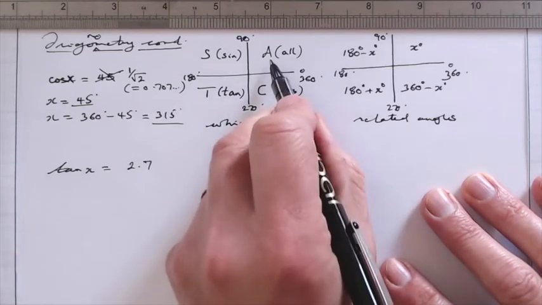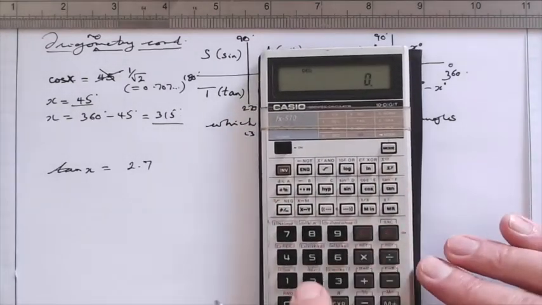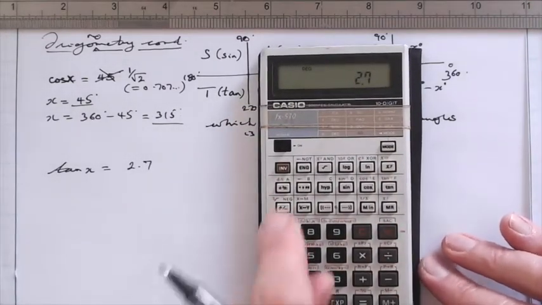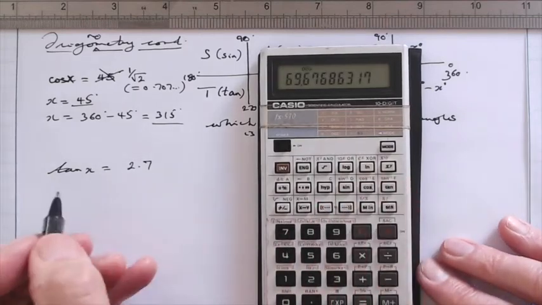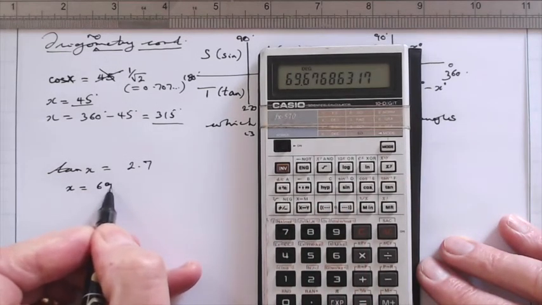So I can find the solution in the first quadrant by just using the calculator, typing in 2.7 and taking the inverse tangent, and I find a solution of 69.7 degrees.